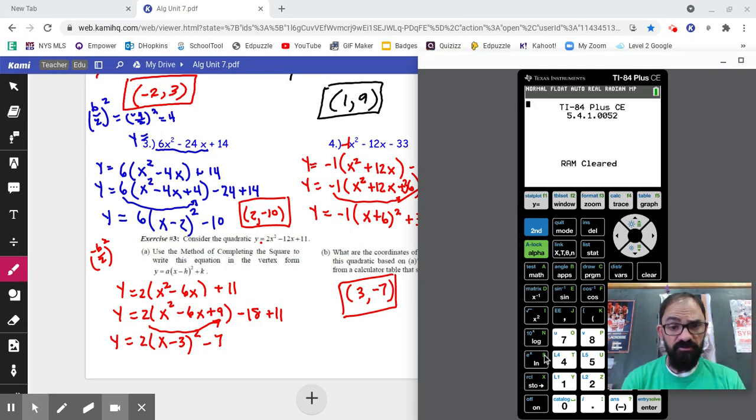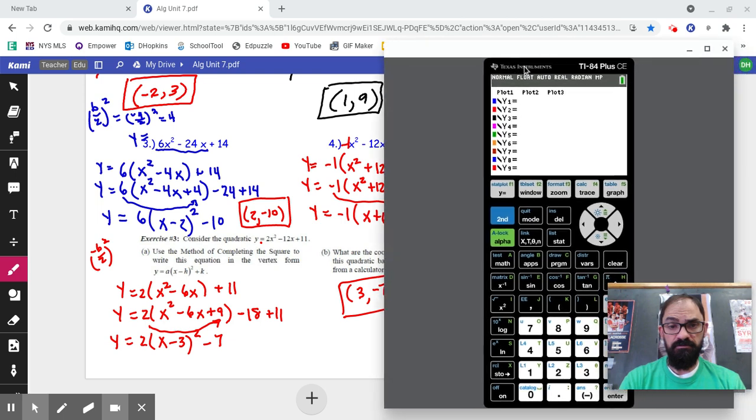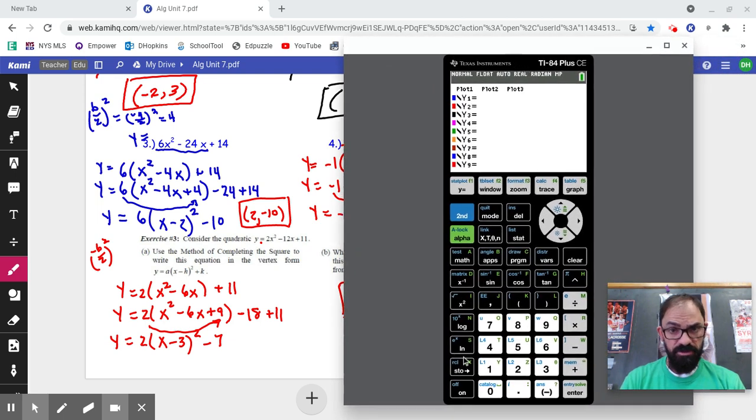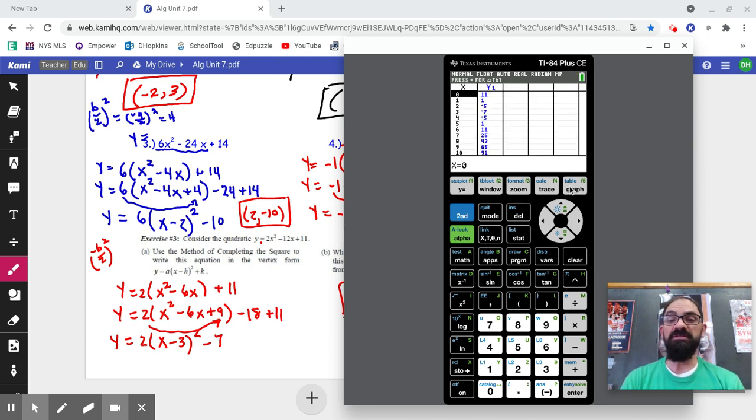Sorry about that. It froze up. Let's put this into y equals. We can put in 2x squared minus 12x plus 11 and go to our table. So this will provide evidence that it's the turning point, in which we said was 3, negative 7.